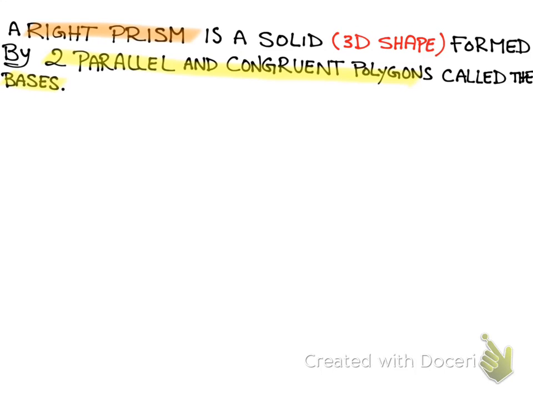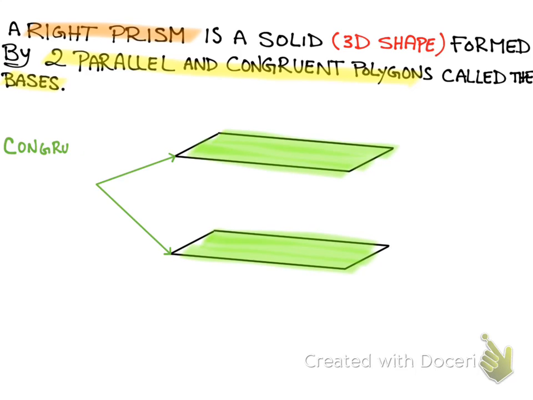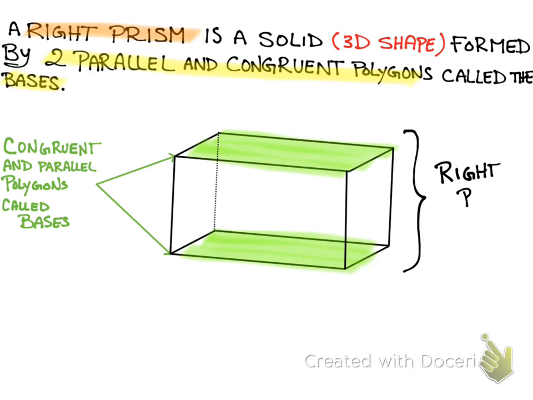A right prism is a solid formed by two parallel and congruent polygons called the bases. Here are two parallel and congruent polygons. In particular, these are rectangles. These are what we call the bases of the shape I'm about to complete. This shape is a right prism. It's a three-dimensional shape whose bases are those green panels that I've colored.